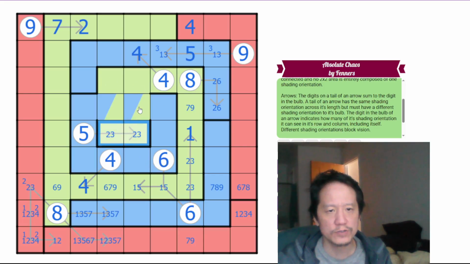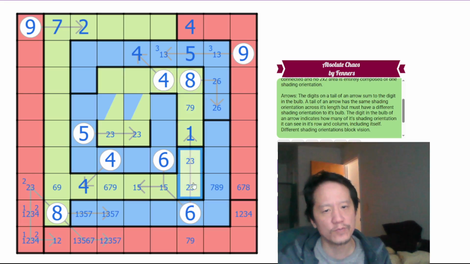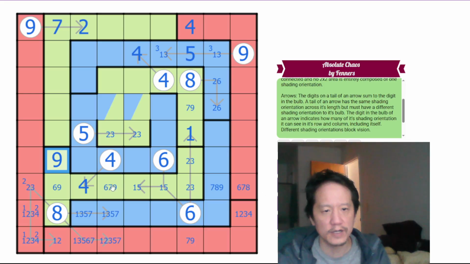We have 1, 2, 3, 4, 5. Okay, so this is both 2 and 3. Therefore, this should be the end of a region here. 1, 2, 3, 4, 5, 6, 7, 8, 9. Yep. So that's a region there. So this is 6, 7, or 9 here, but it can't be 6 or 7, so this must be 9, which makes this 6, which makes this a 7.